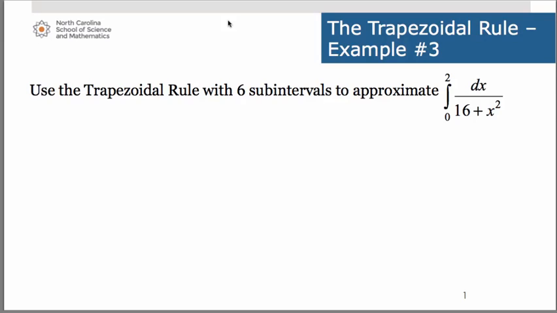Let's take a look at an example of how to use the trapezoidal rule to approximate the area under the curve of the function 1 divided by the quantity 16 plus x squared on the interval from 0 to 2. And we're going to use 6 subintervals to do that. Let's take a look at what we're trying to do by looking at the graph.